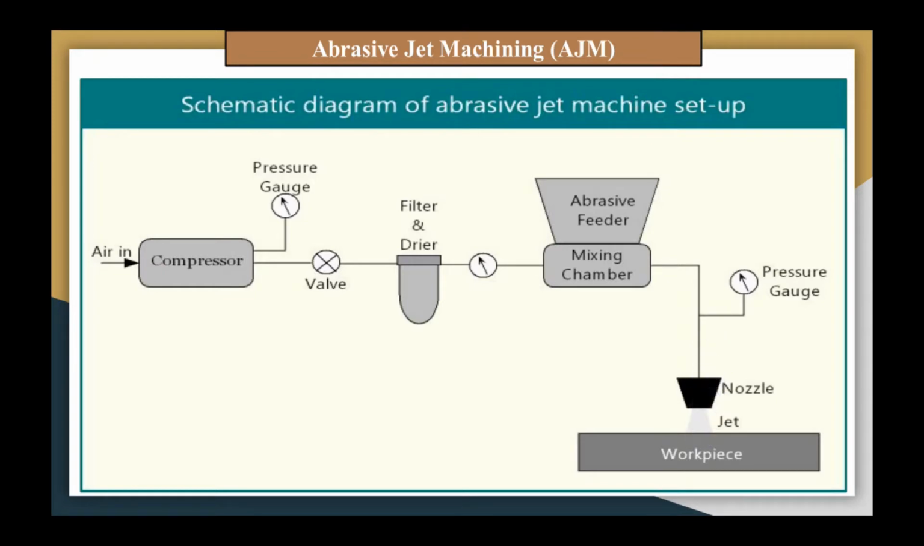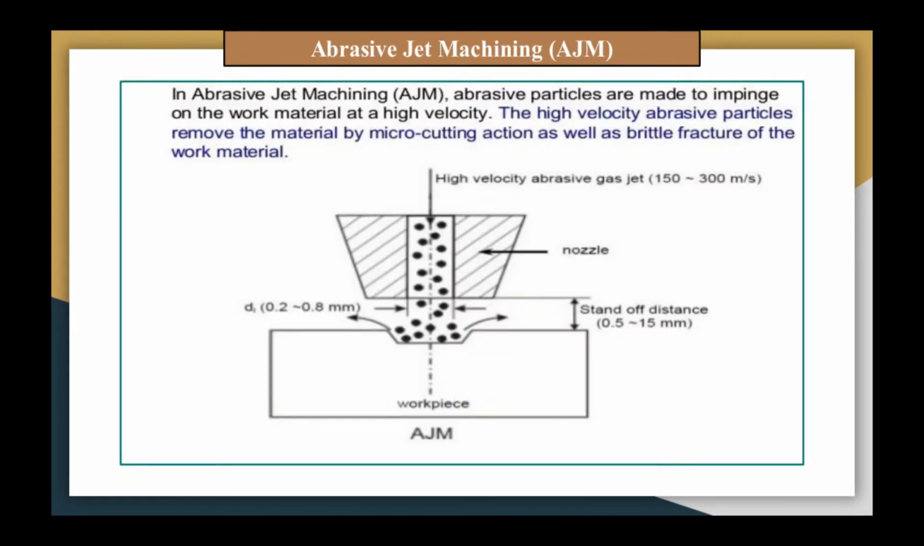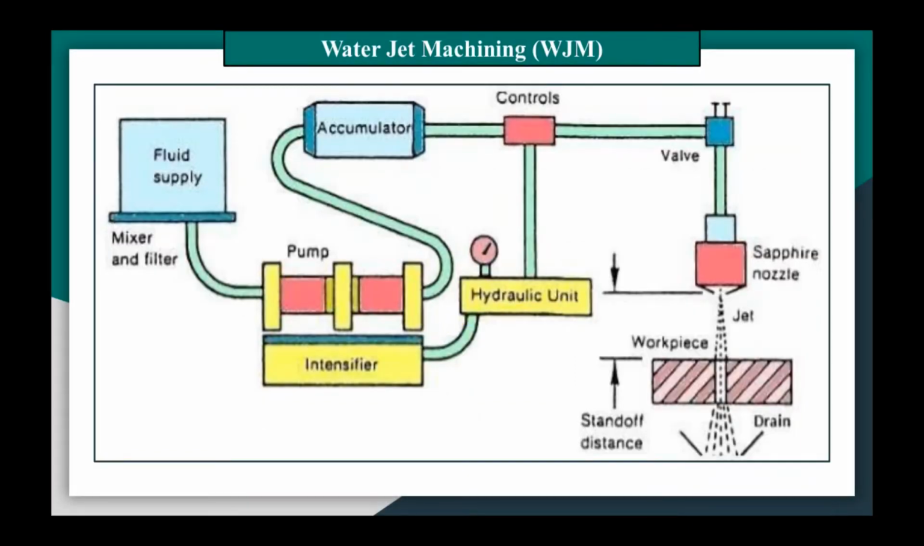Thus a high velocity jet is obtained, and this nozzle also maintains the appropriate stand up distance, that is SOD, and the discharge angle. This high velocity jet erodes the material from the workpiece at a controlled rate, and thus material removal is obtained. Hence, here only abrasive particles participate in this erosion action. So this is the summary of AJM. Let us take the overview of water jet machining also.